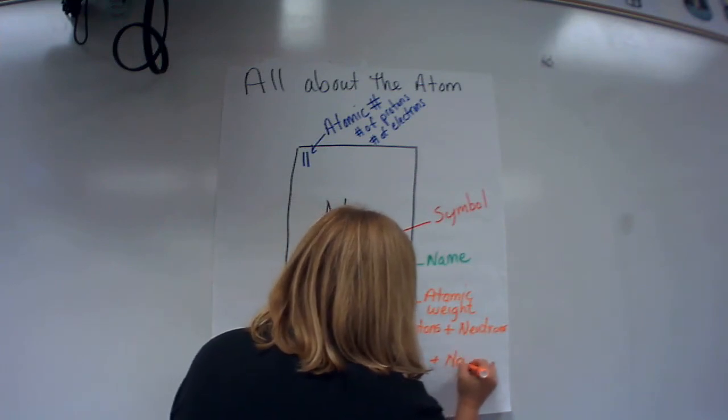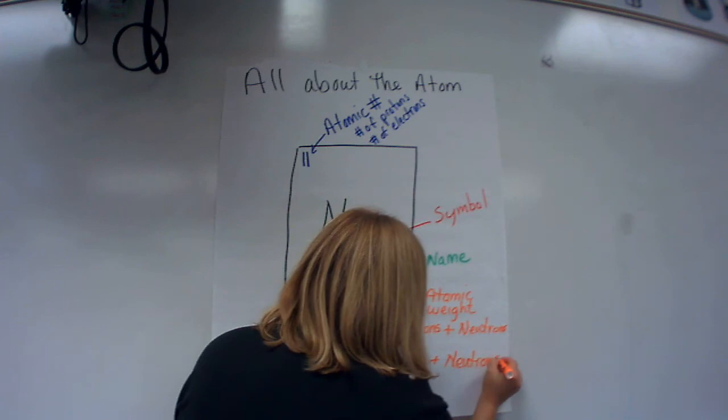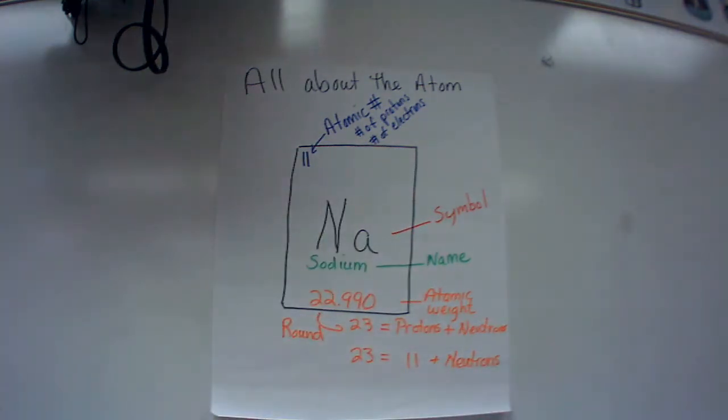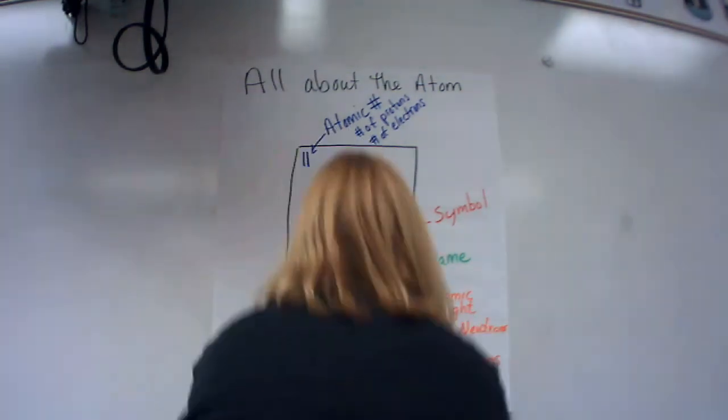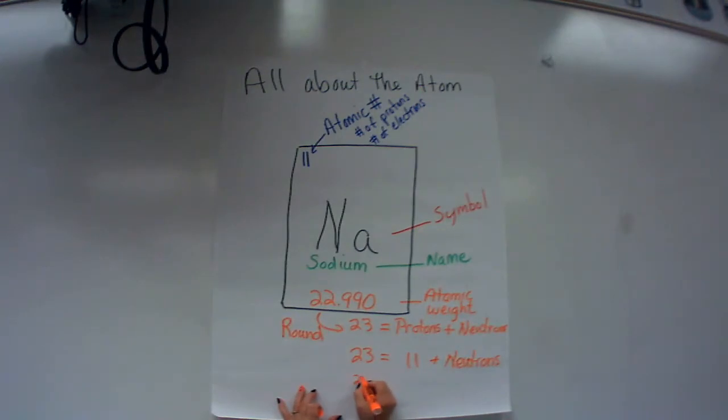Okay. So, can we solve that equation? 23 equals 11 plus the neutrons. Can we do that math? It's kind of hard. Early in the morning, guys. Volunteer. 12. Wow, look at that. So we're going to do 23 minus 11, and we are, in fact, going to get 12 neutrons.